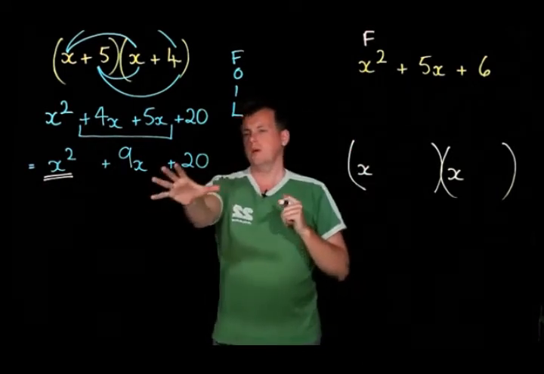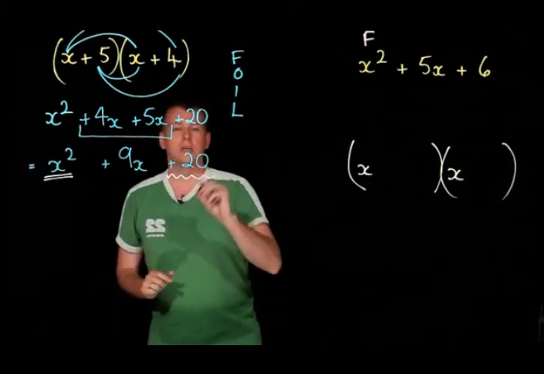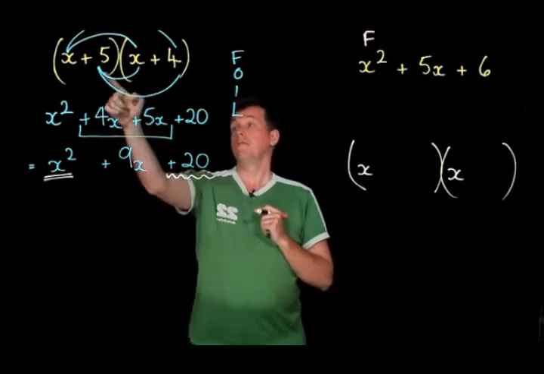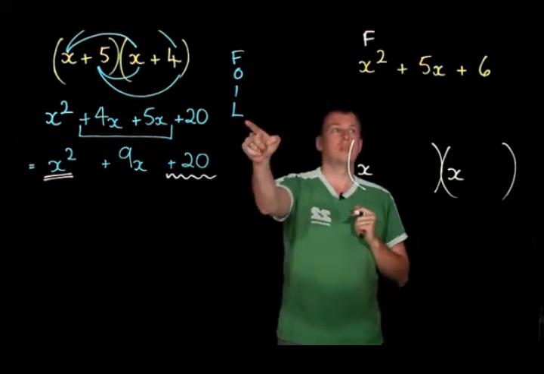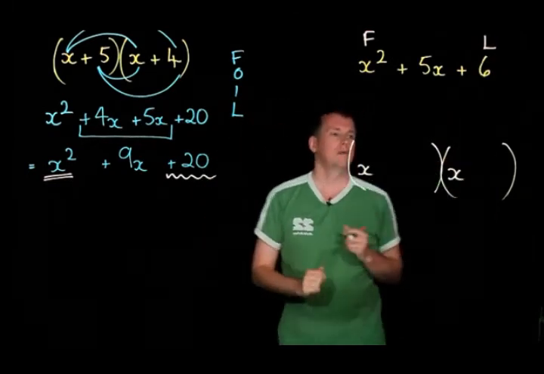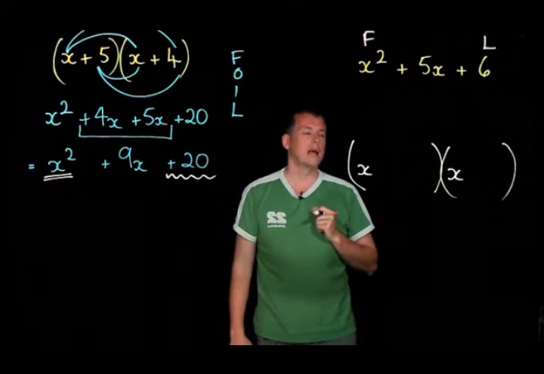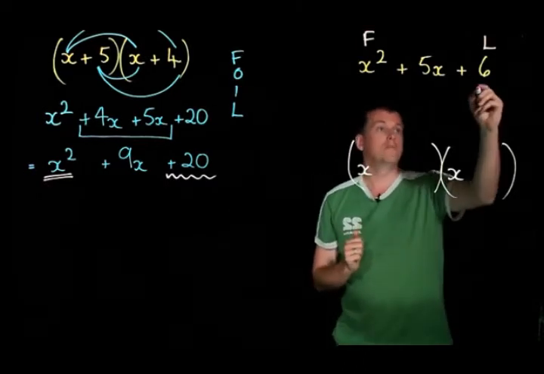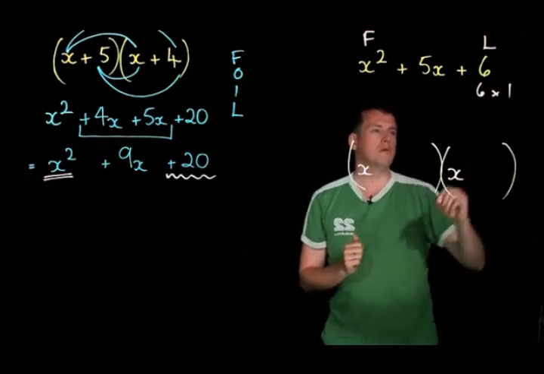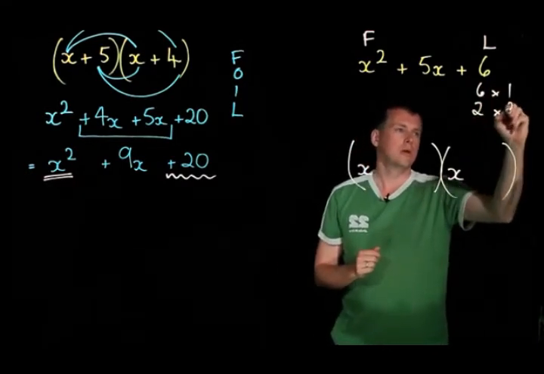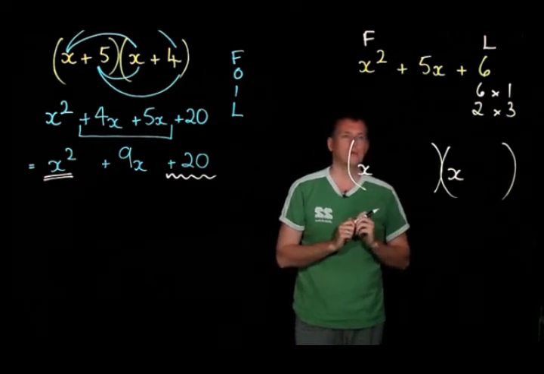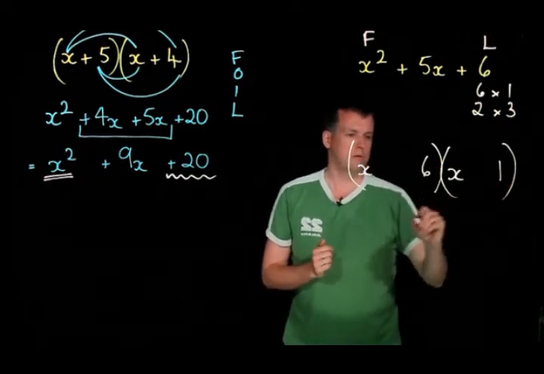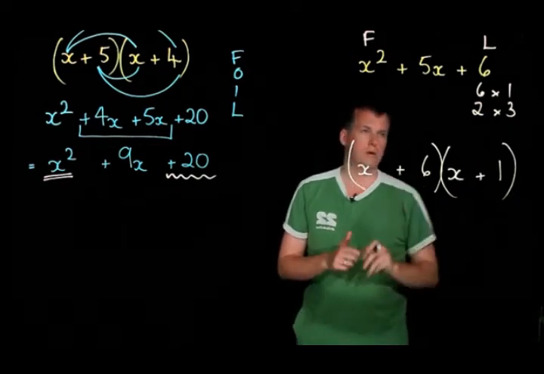If we have a look at this expression again and look at the last term here, the last term in this expression comes from multiplying together the last two terms, the L of the FOIL. So we're looking at two numbers that multiply together to give me 6. Now that could be 6 and 1, or it could be 2 and 3. It's going to be one of those two. Let's put in 6 and 1, plus 6 and plus 1.